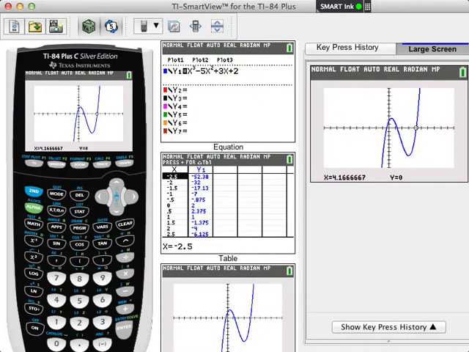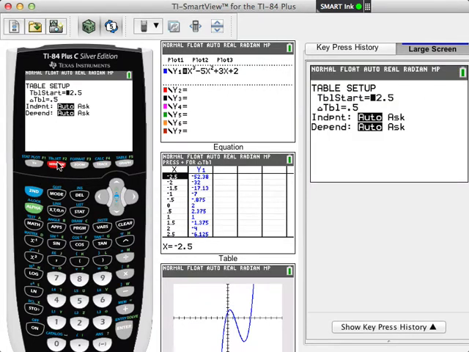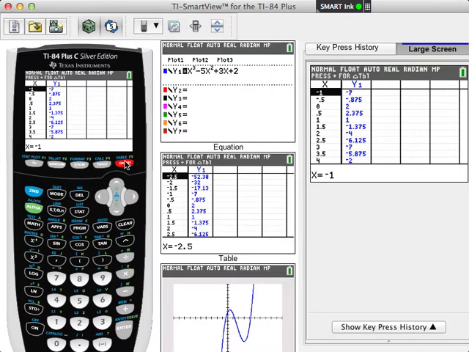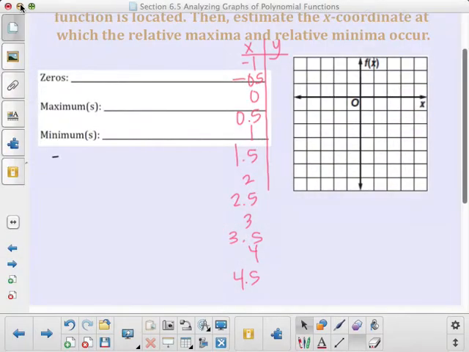In order to do this, we need to go to table set. Table set, remember, is above your window. So second, table set. We don't want to start at negative 2.5 this time. We want to start at negative 1, and we're still going by 0.5. Then I'm going to go to the table, which is above graph. So second, table. I want you to write down all these values from your calculator on your sheet. Go ahead and write them down. I'm going to do the same on my note sheet.